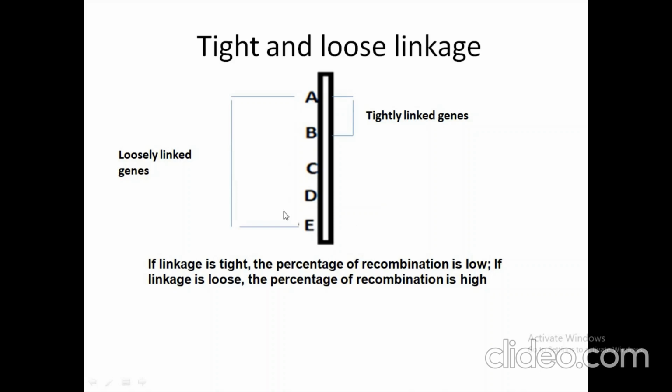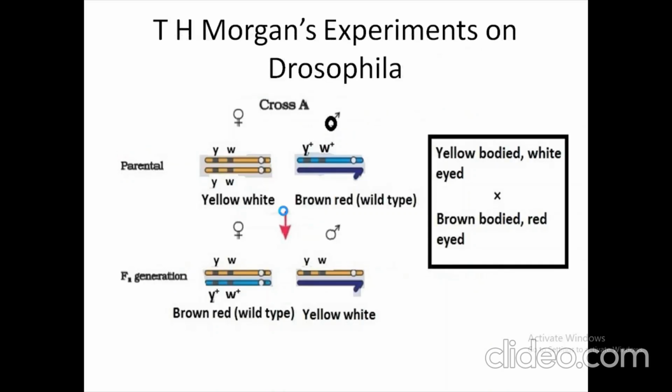Now let's see T.H. Morgan's experiments that led to the idea of linkage in the fruit fly Drosophila melanogaster. He studied linkage in genes located on the X chromosome in Drosophila. He conducted several crosses in Drosophila. Two such crosses are discussed here. In the first experiment, he crossed yellow-bodied and white-eyed flies.